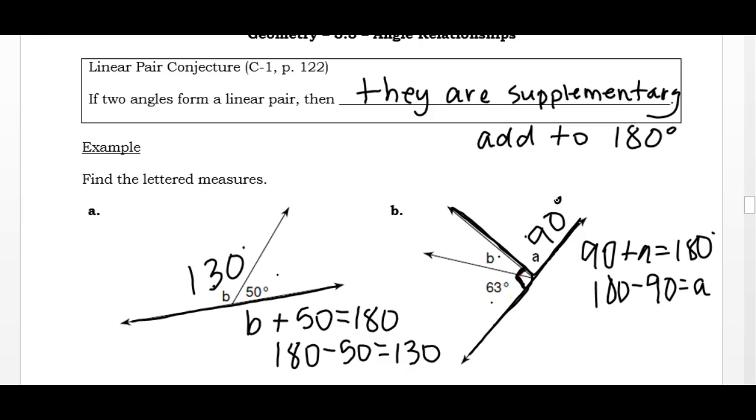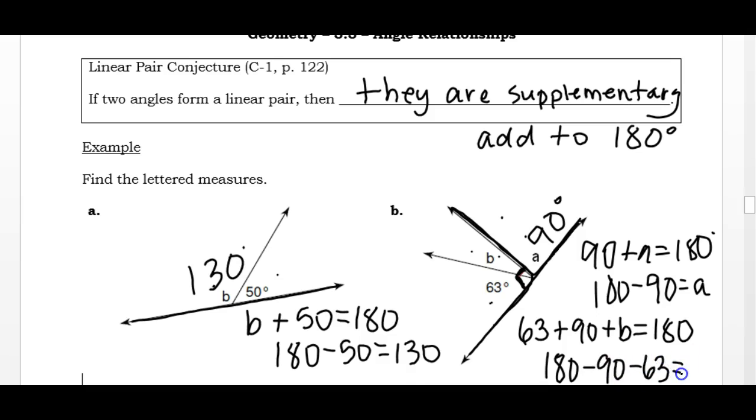I know that all three of these angles now should add up to 180. So, let's see if I can make this fit. 63 plus 90 plus B should be 180. So if I do 180 minus 90 minus 63, I'll get that answer for B. I think that's 27.